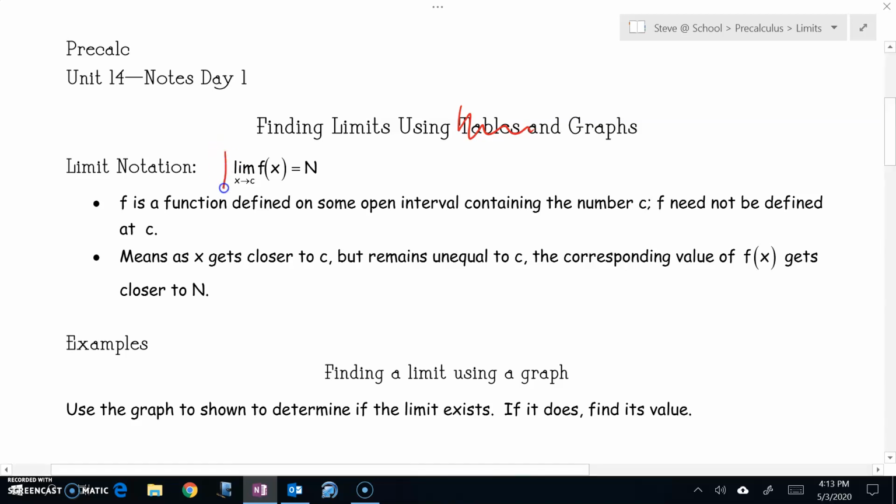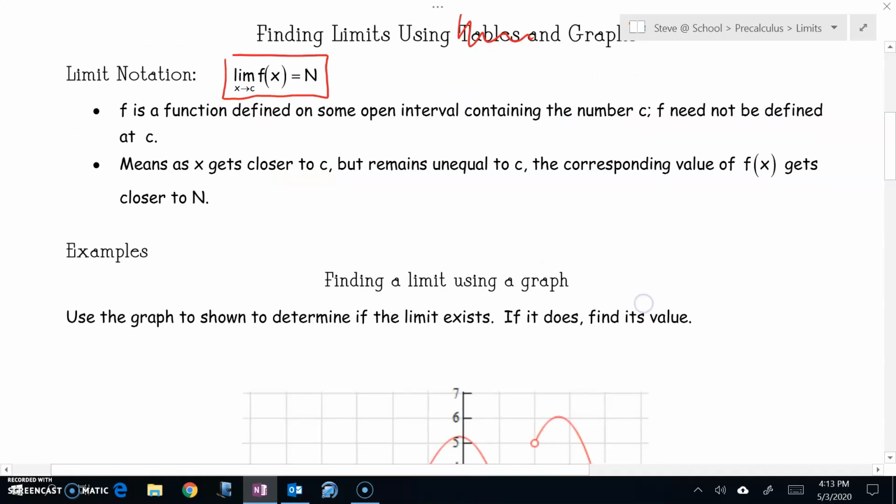Well, in order to find a limit, you're going to see this notation, and it looks like LIM for limit, and then you'll see as x goes to a number, c, of a function equals another number, which is the limit. So f is the function defined on some open interval containing the number c. F need not be defined at c. Basically what this means is as x gets closer to c but remains unequal to c, the corresponding value of the function gets closer to n. So as you get closer to the x value, the c value that they gave you, then you're going to try to figure out what the y value is.